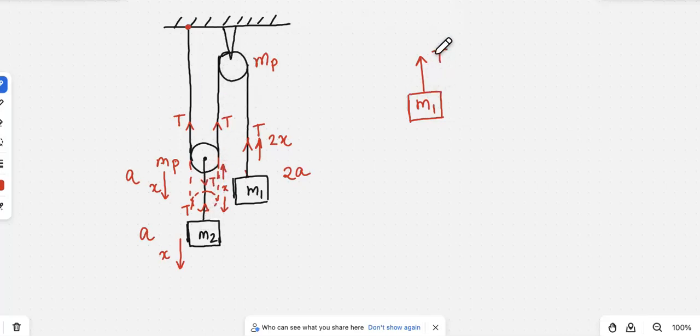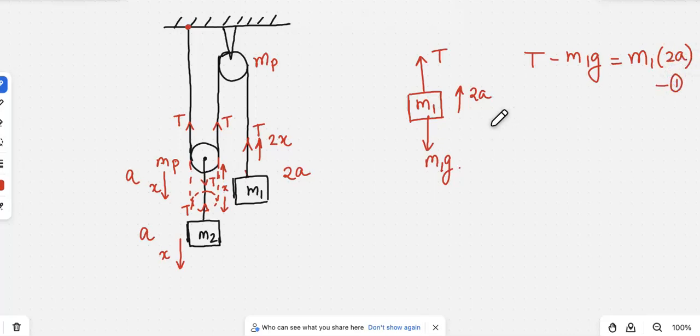Now T is upward for M1, downwards is M1g, and the block is moving upwards with an acceleration 2a. So I will write the first equation. T minus M1g is equal to M1 times 2a. This is my first equation.